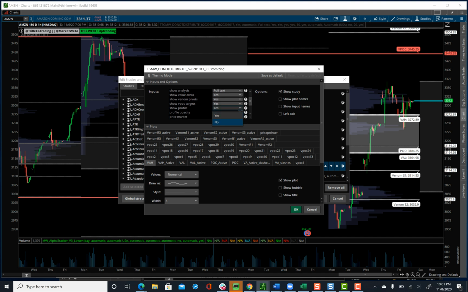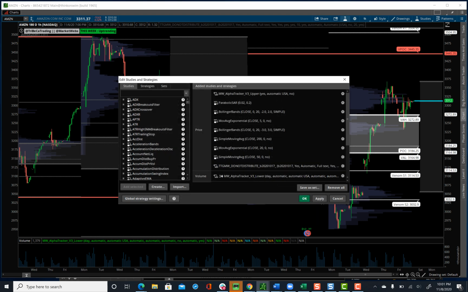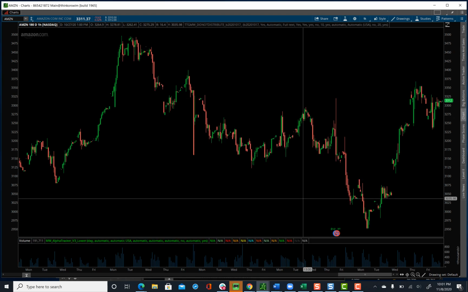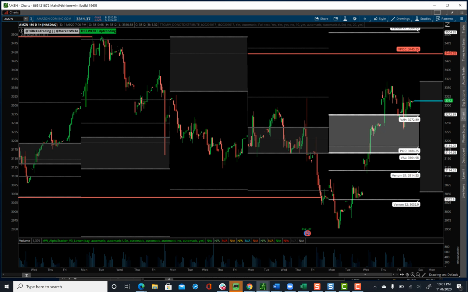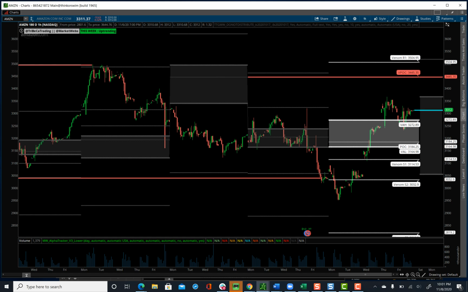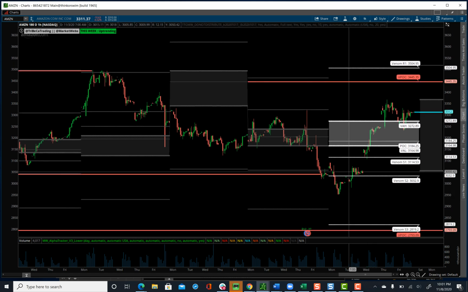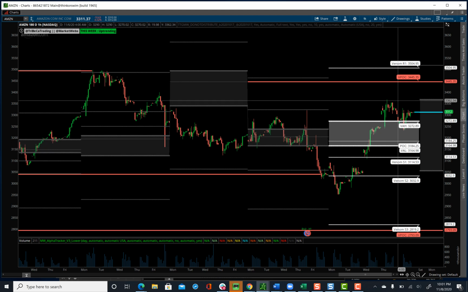So show profile, no. There's also a lot of customization on here that you can do with the labels, the colors. I like the version point of controls red. But so we had this takeout here. Now notice price did go lower. So I wouldn't particularly add a trade right into there because there is a chance that we could continue to go lower. But once we retook this level, we were kind of off to the races.